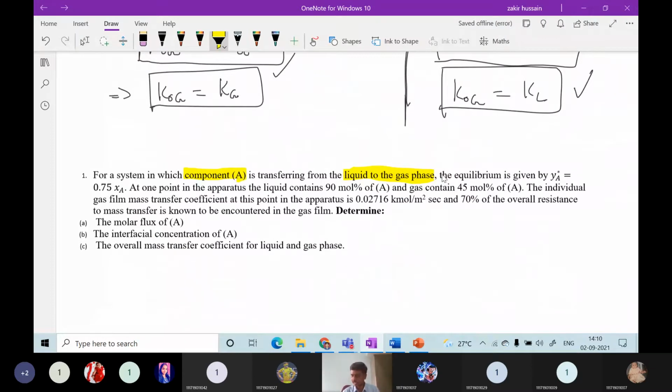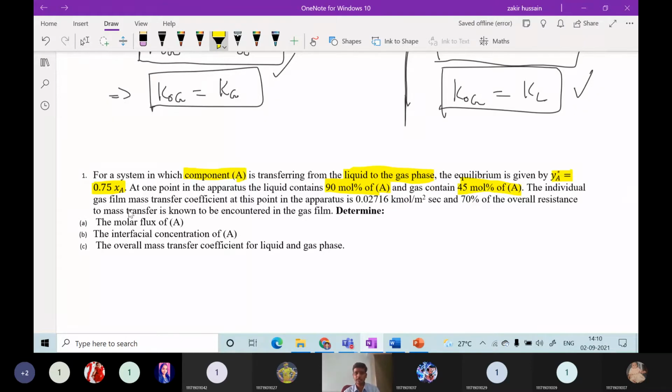So from liquid to gas, it is getting transferred. The equilibrium is given by Ya star is equal to 0.75 XA. So Henry's law is given, where this 0.75 is nothing but Henry's constant, capital H. At one point in the apparatus, the liquid contains 90 mole percentage of A, and gas contains 45 percentage of component A. In both the liquid as well as gas, there is a certain percentage of solute, which is component A.